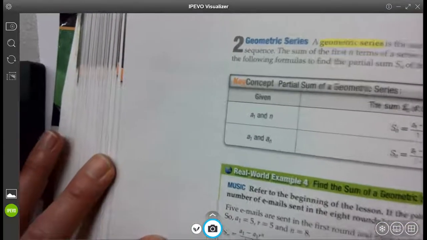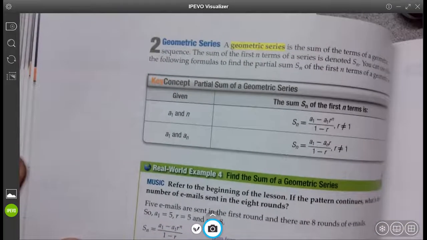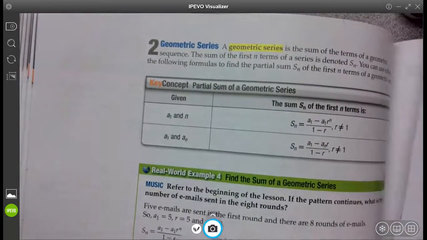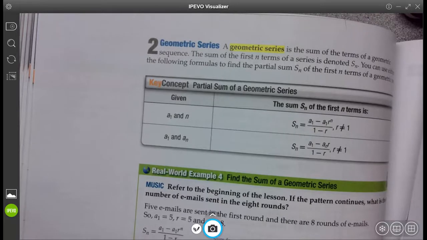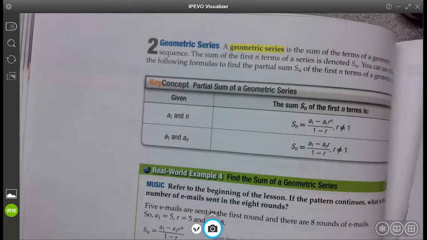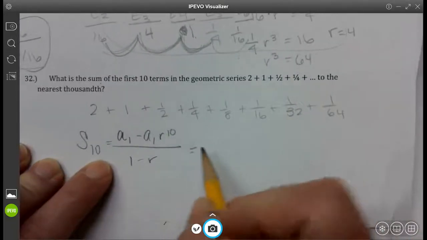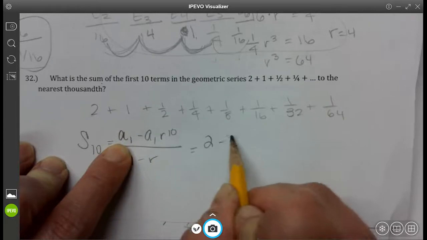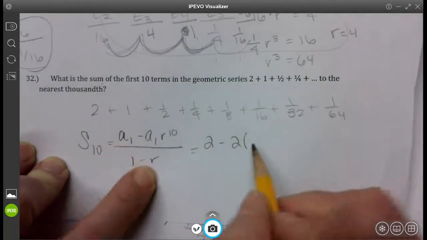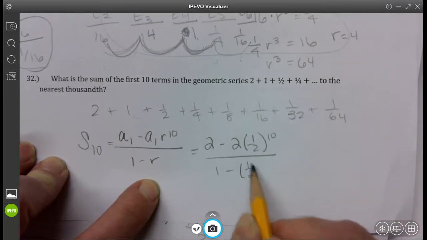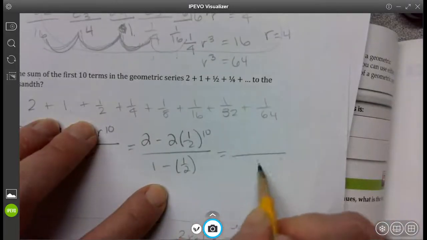Right here. It doesn't matter which one. So if you want, you can use the top one. It really doesn't matter. Okay. So they want the sum of the first 10 terms, so put a 10 wherever you see n. All right. So the first 10 terms is your first term. Your common ratio is a half. And then you literally just put that into your calculator. You try to clean it up as much as you can.